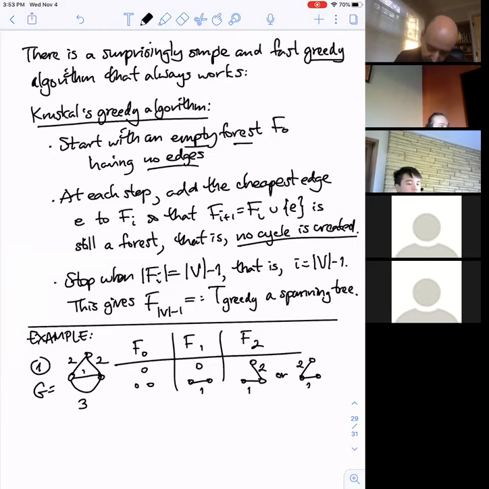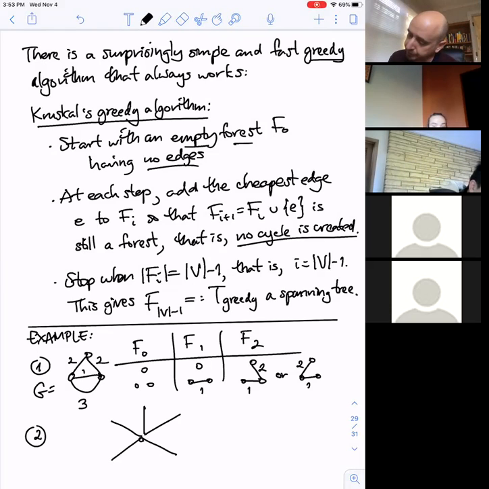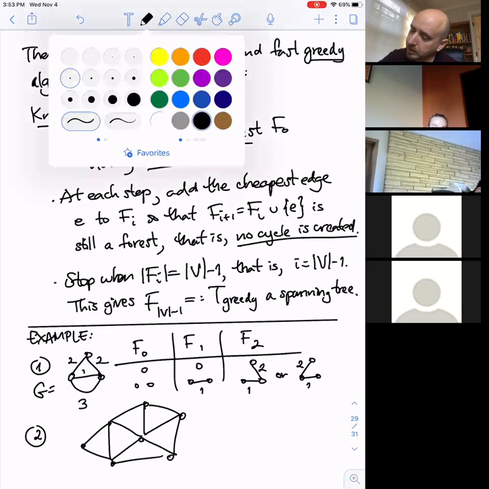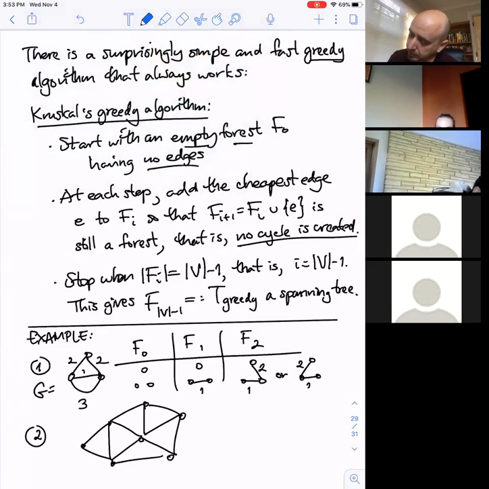Okay, let's try another one. Let me draw a little more complicated graph. This time I think I'll just draw the spanning tree by coloring some of the edges as we go along. Okay, so here's the edges. Let me put on some costs here. Let's make the costs in blue. Okay, it's going to go 2, 2, 4, 5, 1.